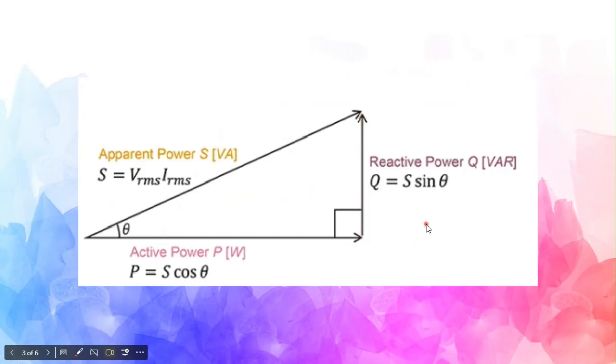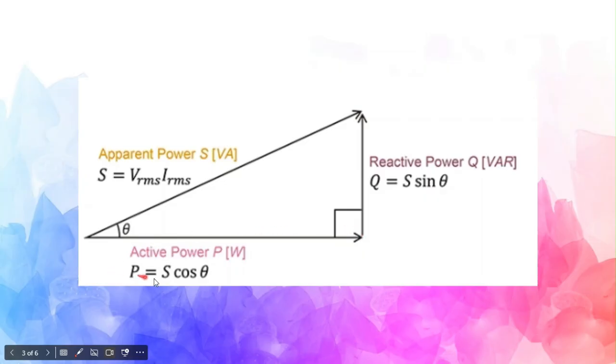So if you put 90-degree here, it means cos 90 is 0, so active power is 0. Sin 90 is 1, so reactive power Q is equal to S, means this S is reactive power. So these are the two extreme scenarios: this is active power when voltage and current are in the same phase, and when voltage and current have a 90-degree difference, it is reactive power.